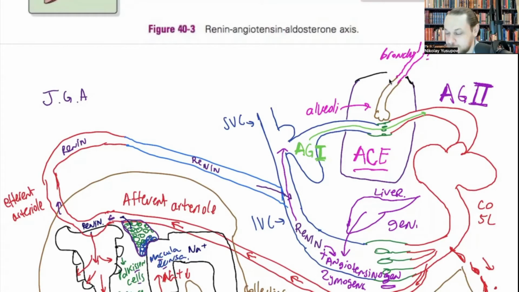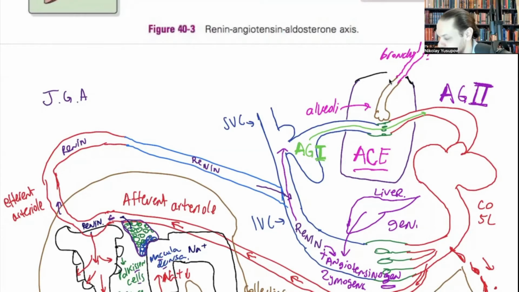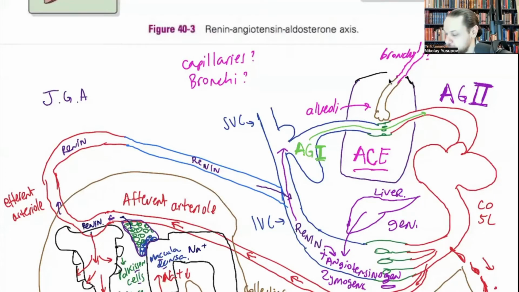I heard that Ian said, what did Ian say? Capillaries. So Ian says capillaries. And I think James said bronchi. Anywhere else? I'm going to say capillaries of the alveoli. So we got 2 for the capillaries. And let me ask you guys this. Why do you think it's made in the capillaries?